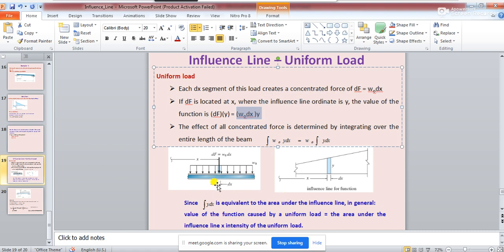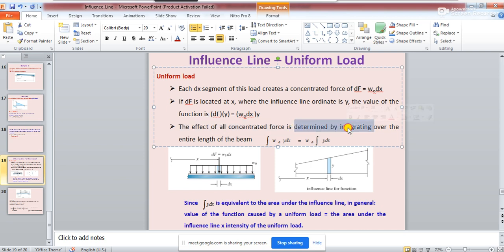Now we have considered this for a very small length dx. If I see the total load as the summation of all these small dF's, then what I will have to do is determine the effect of all the concentrated forces, that is, all these small concentrated forces dF. So the effect of all these concentrated forces thus can be determined.